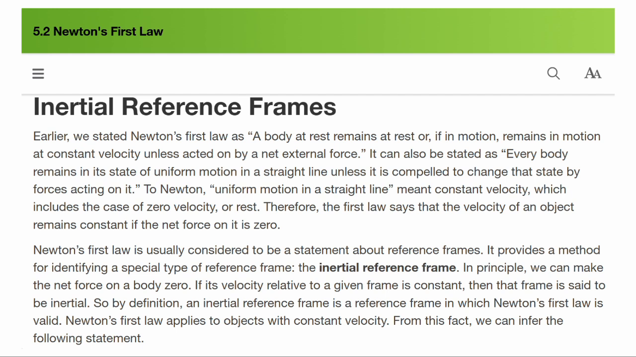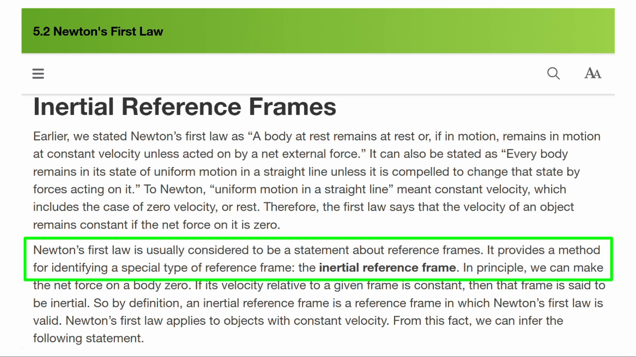This is in section 5.2, Newton's first law, in the subsection Inertial Reference Frames. Your textbook discusses the true significance of Newton's first law. It says, "Newton's first law is usually considered to be a statement about reference frames. It provides a method for identifying a special type of reference frame, the inertial reference frame." And in the rest of the subsection, it expands on this statement.